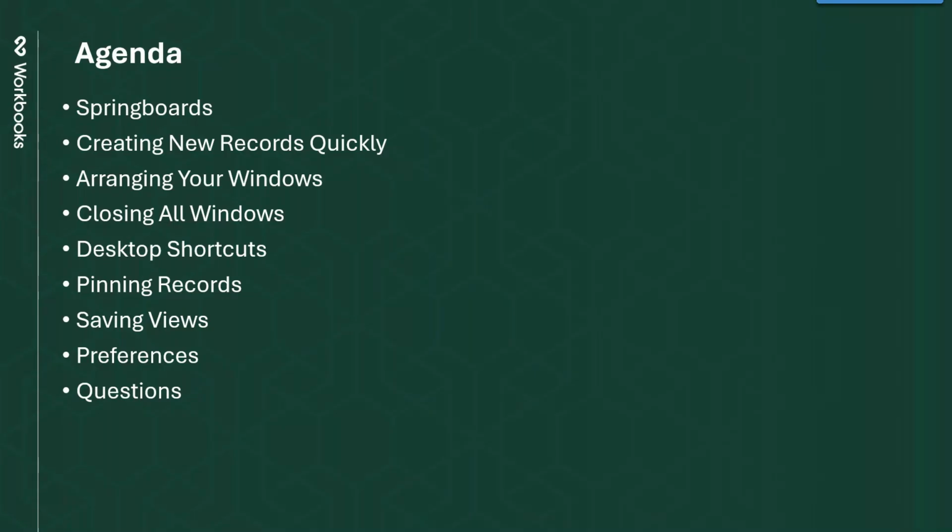I'll then show you how to arrange your windows so you can see records you need quickly and how to close them efficiently when you're done. Next, we'll cover desktop shortcuts. They're not like the kind of shortcuts on your laptop or Mac, but they're still very useful. And then move on to pinning records so you can get to your important items faster. Along with pinning records, we'll then check out how to save views on landing pages. And finally, wrap this session by highlighting a few preference settings that can make navigating Workbooks a bit easier. And of course, there'll be time at the end for any questions you have.